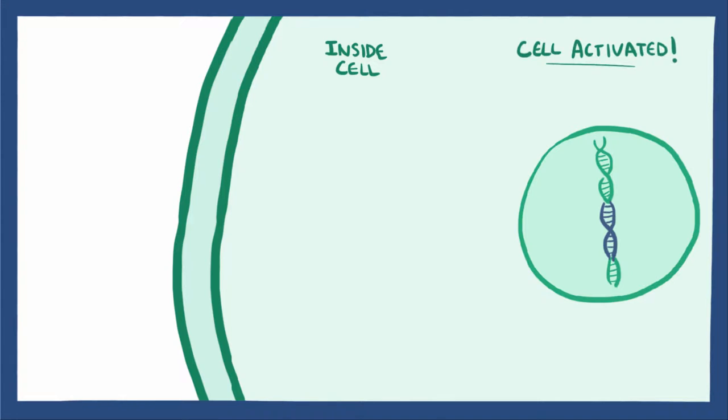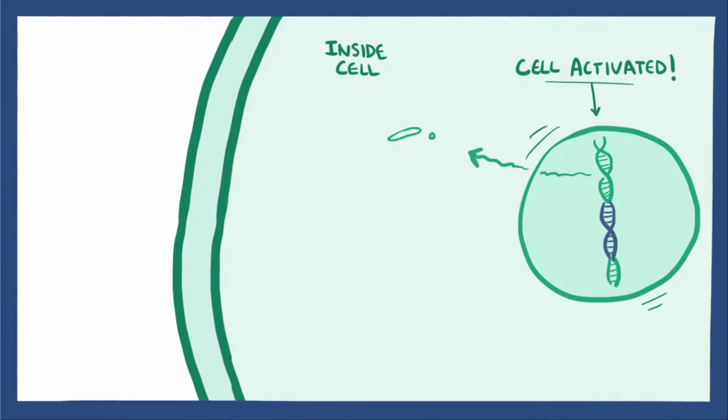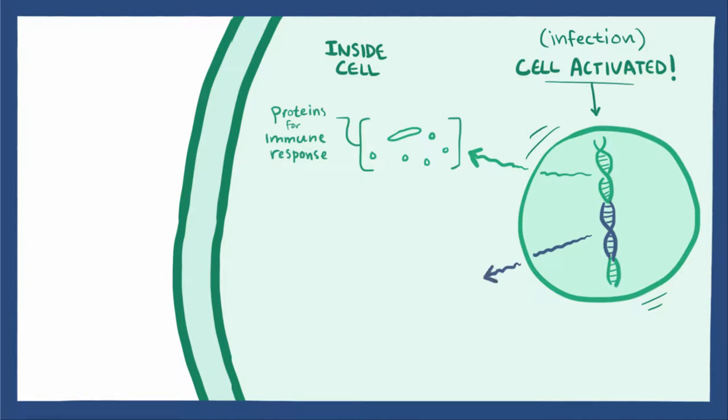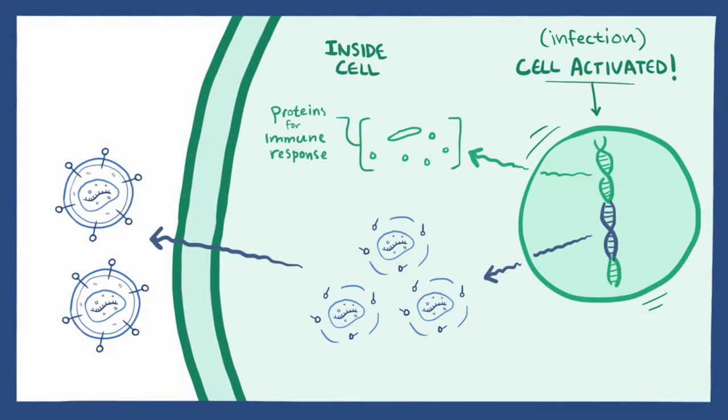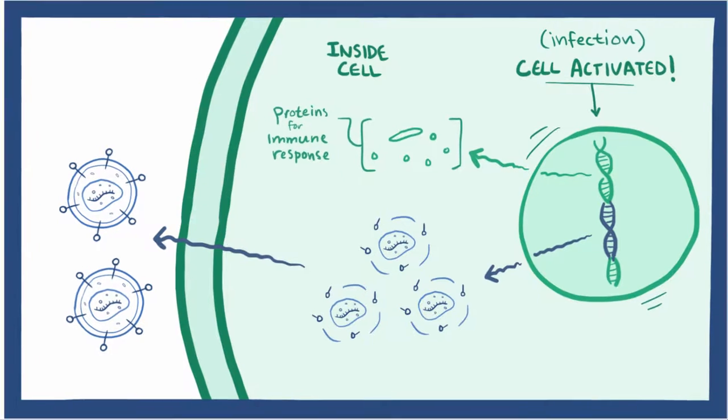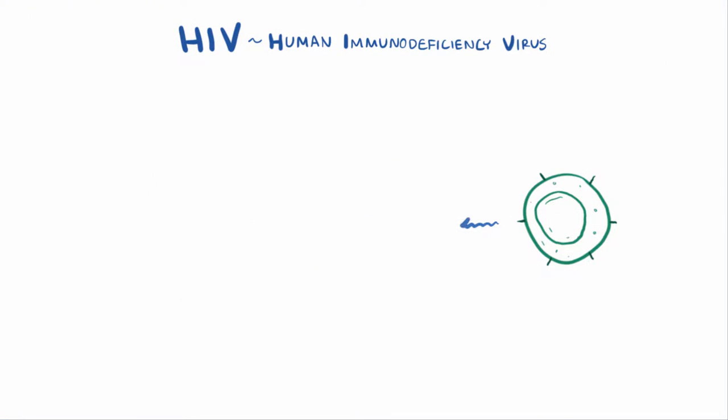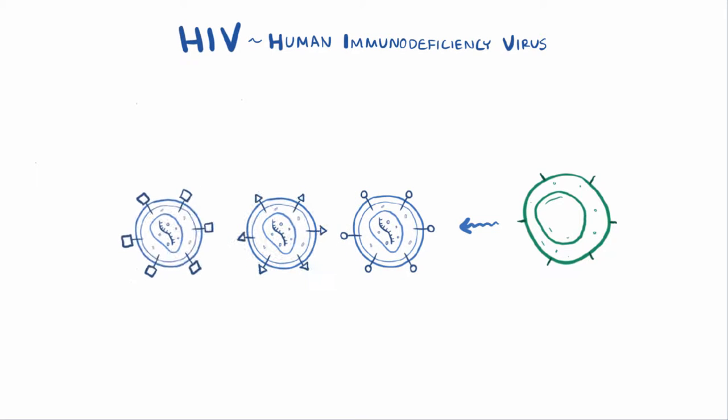When the immune cells become activated, they start transcribing and translating proteins needed for the immune response. Ironically, this means that whenever the immune cell is exposed to something that causes it to start up an immune response, like any infection, the immune cell ends up inadvertently transcribing and translating new HIV viruses, which bud off from the cell membrane to infect more cells. Very sneaky indeed.